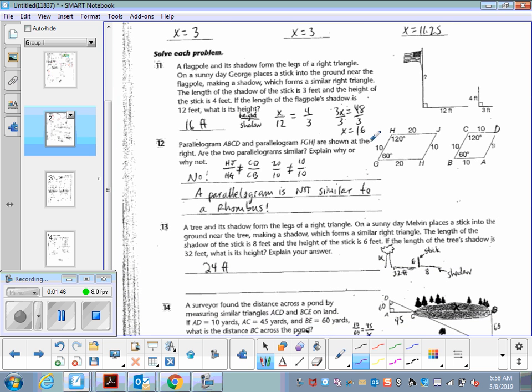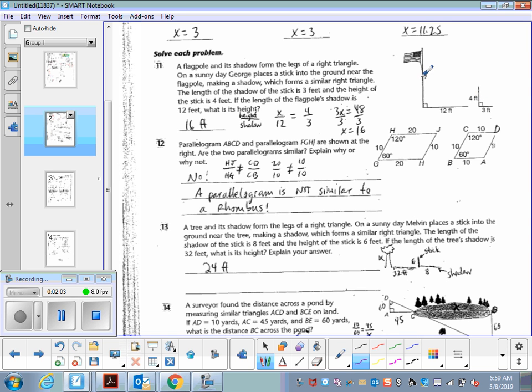Now for this next set of problems, I'm going to kind of just walk you through, and again, I've got a lot of work up here, so you can just kind of follow along with me. For number 11, there is a flagpole that casts a shadow that's 12 feet long, and there is a stick here that is placed in the ground that casts a shadow that is 3 feet long. So the goal is to use this ratio to find the height of the pole.